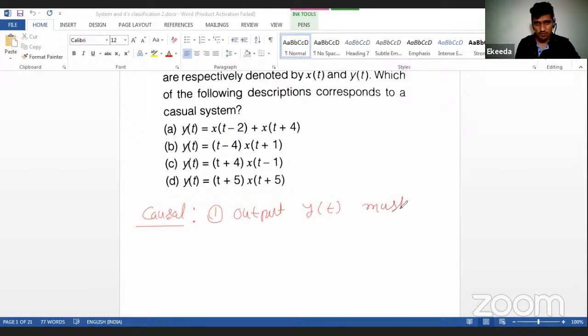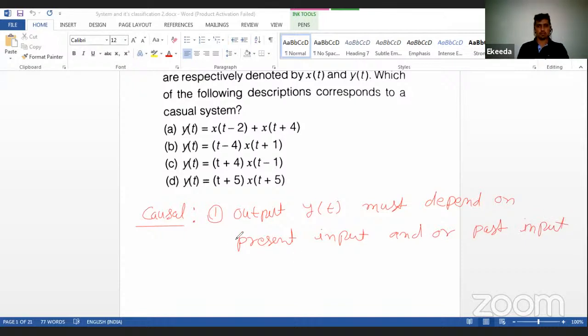must depend on present input and or both, or past input. In other words, you can say that it should never depend on the future. Output must not depend on future values of input.